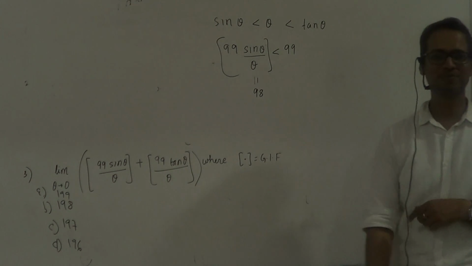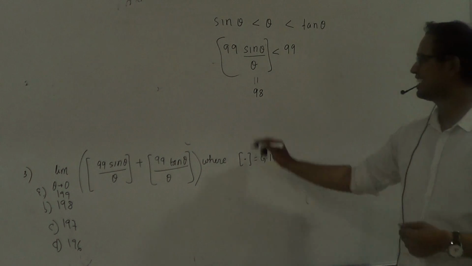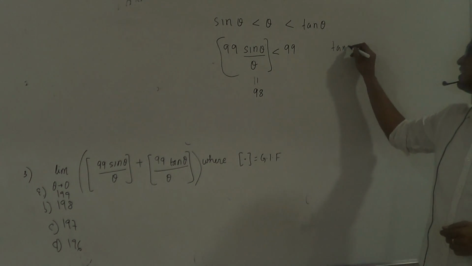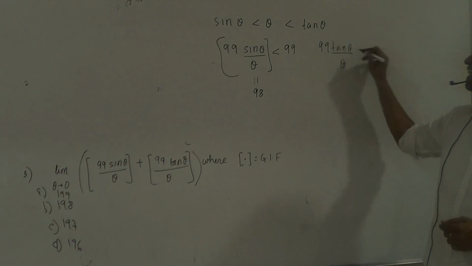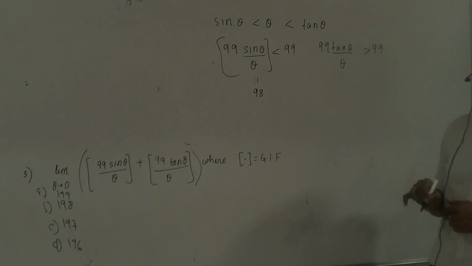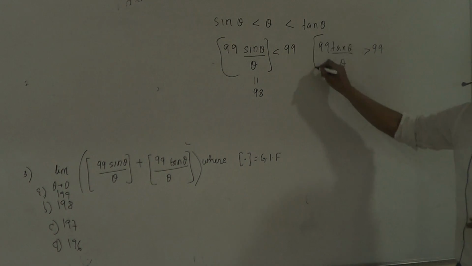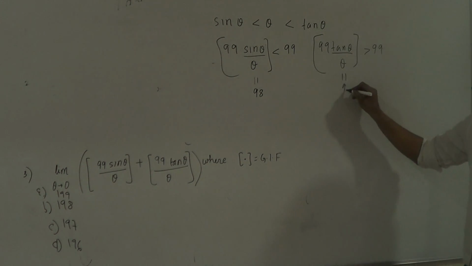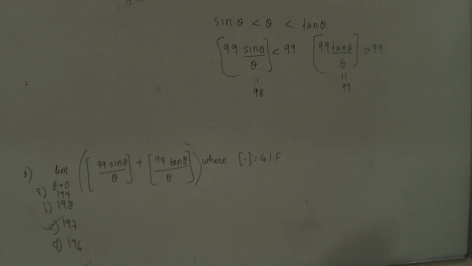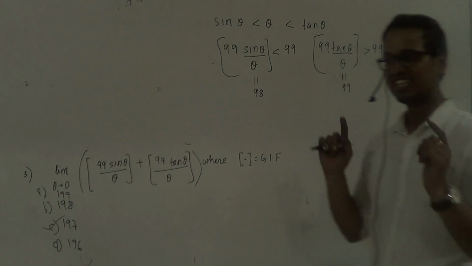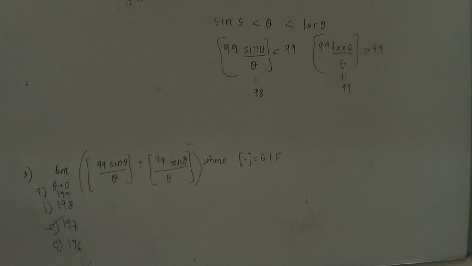Now tan theta by theta would be slightly greater than 1, so 99 tan theta by theta should be greater than 99. So this will be equal to 99. So your answer is 197. Sir, we were only 2 off. So just you have to think.